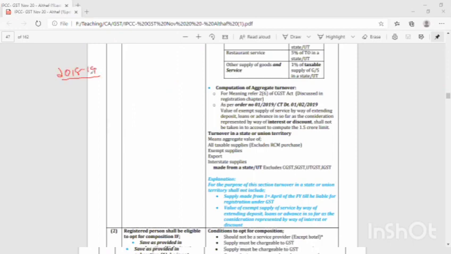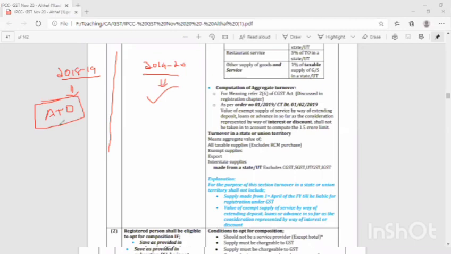We are actually in 2019-20, and the person has to choose composition for this 2019-20. So whether he is eligible or not, for that purpose we have to check the previous year, that is 2018-19. In the previous year 2018, we have to take the aggregate turnover.